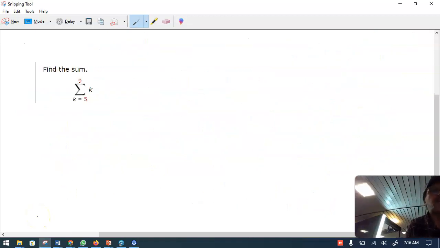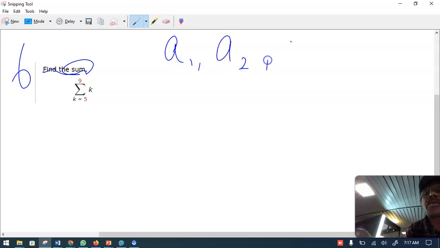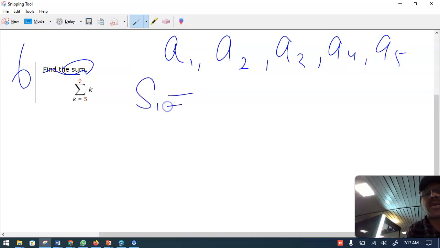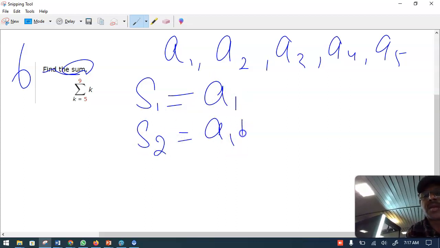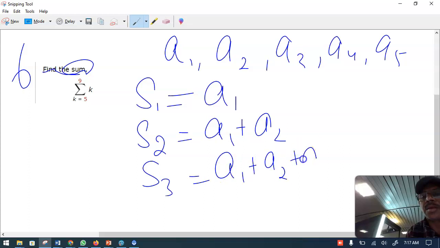Question number 6 is asking us to find the sum. Now what is the sum? Let's say the terms of the sequence are a_1, a_2, a_3, a_4. What is the meaning of S_1? It's the first one. What is the meaning of S_2? It's called a partial sum of the sequence, so it is the first one plus the second. S_3 is the first one plus the second one, then the third one.